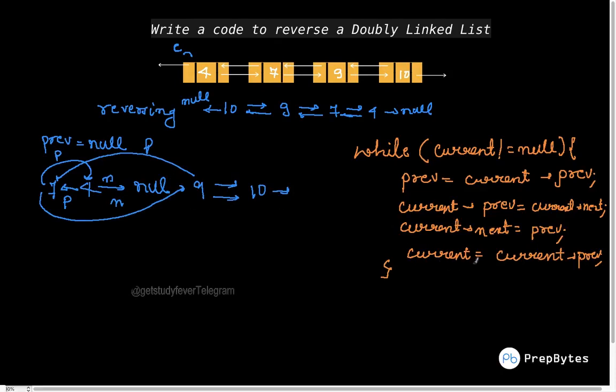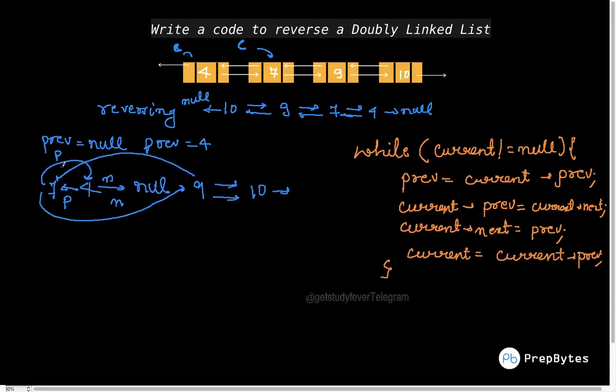Now we update current equal to current prev, so 7 becomes my current. Now prev equal to current prev, so my prev becomes 4. And then we have current prev equal to current next, so the prev of 7 becomes current next, which is 9.